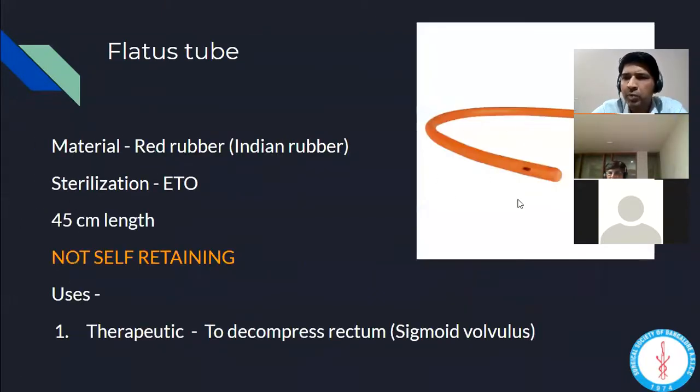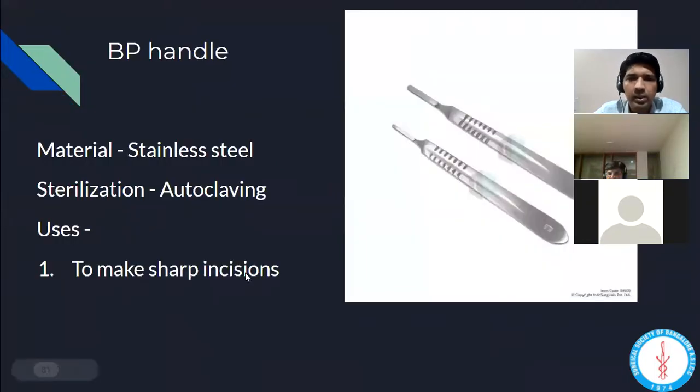This is a flatus tube, which we don't use often now, but can be kept as an instrument in your examination. If it's red, say that it is made of red rubber. It is not self-retaining and it is usually used to decompress the rectum. It was used for sigmoid volvulus, but it's no longer advised now because of all the hydrostatic or hydropneumatic techniques that we have.